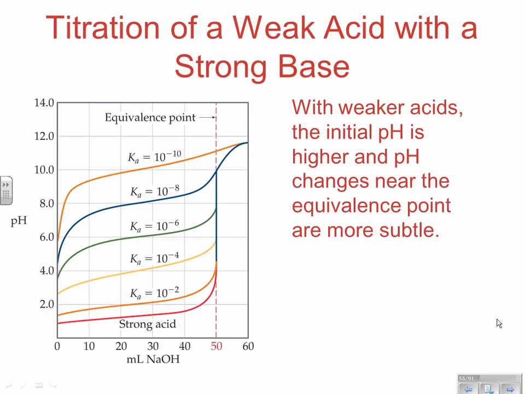Now, titration of a weak acid with a strong base, other ideas. With weaker acids, the initial pH is going to be higher. Remember, with a weak acid, it's not as acidic, so it's going to end up with a higher and higher starting point. And it's also going to get rid of our nice, beautiful equivalence point. It's going to make it more subtle. So when you have a stronger weak acid, you get an easier to find equivalence point because it lasts for longer. But as we're getting weaker and weaker acids, our equivalence point region gets harder and harder to find.